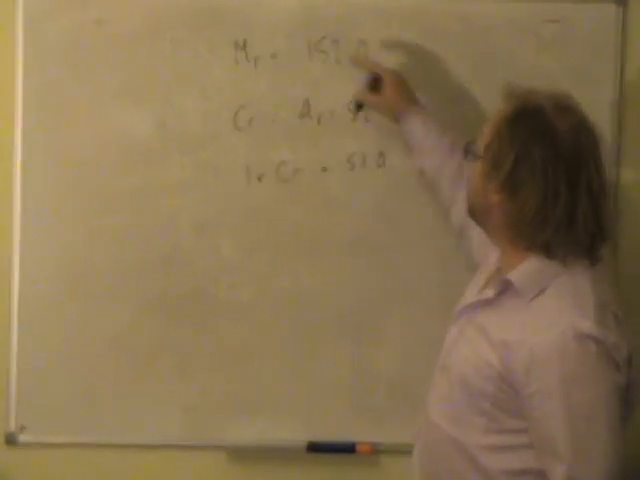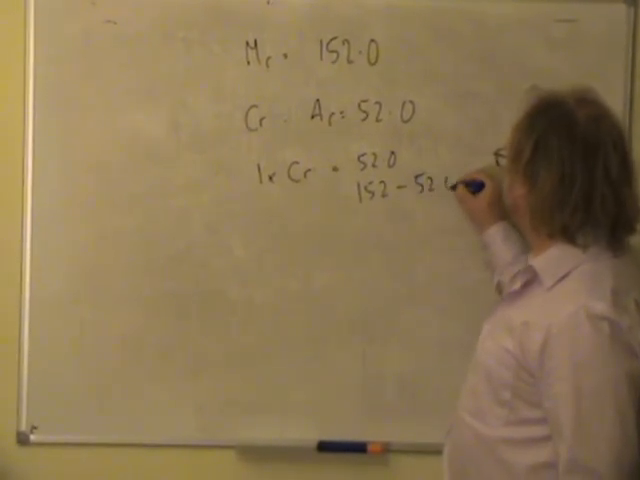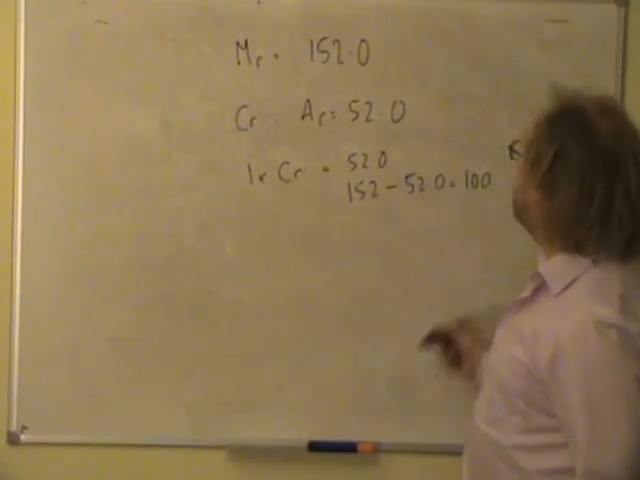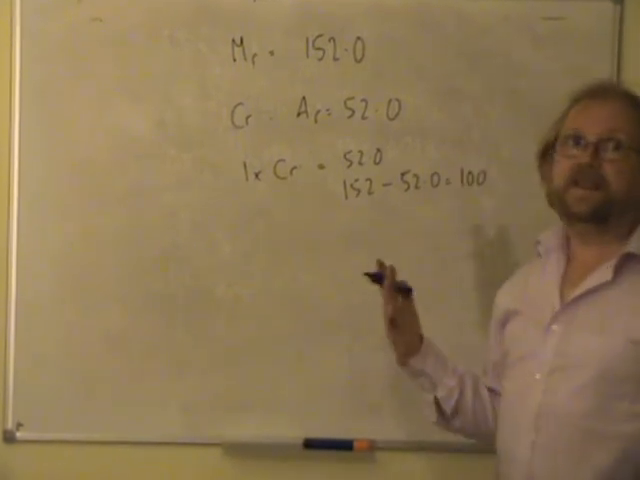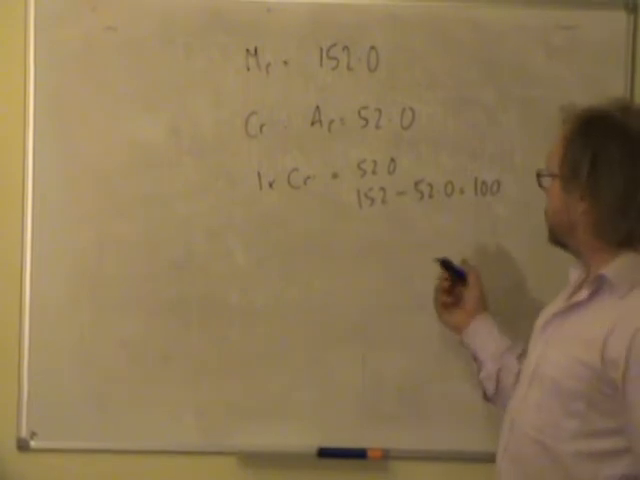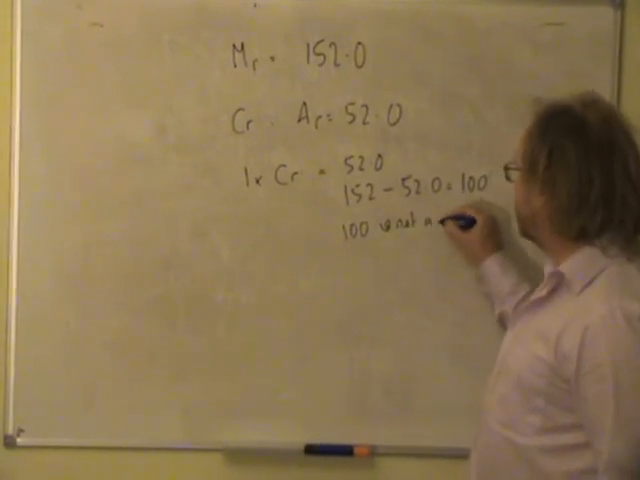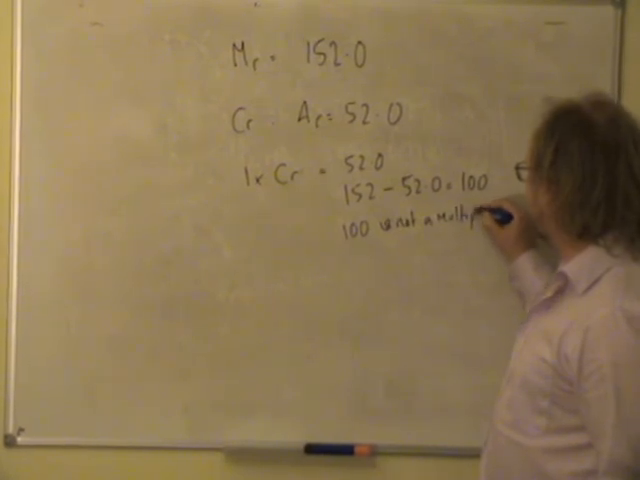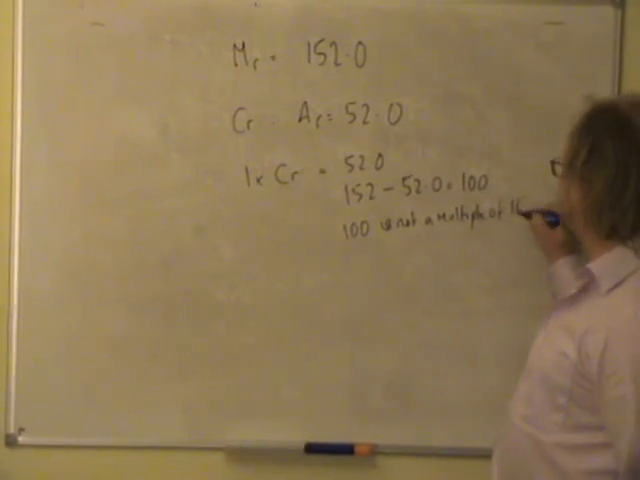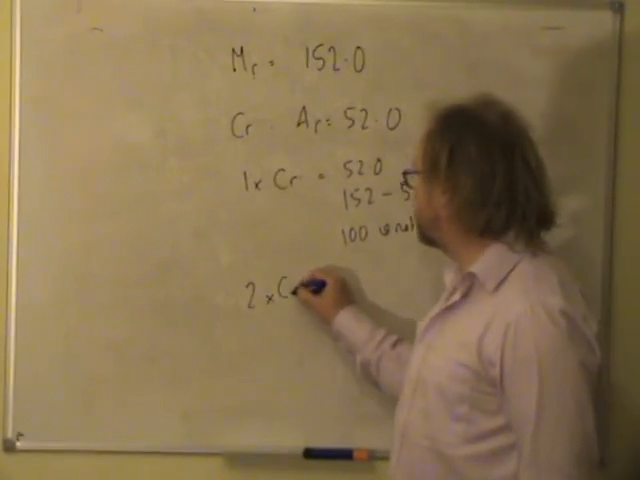If you take that away from 152, you obviously get 100. And you just ask, well, can you fit in a number of oxygens in order to get a mass of 100? And the answer is no. So you say 100 is not a multiple of 16, because each oxygen weighs 16, so that won't work. So let's try 2 chromiums.